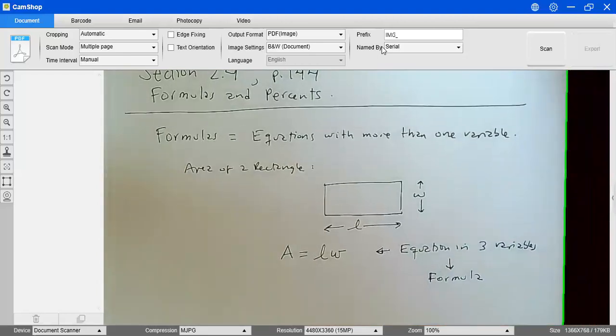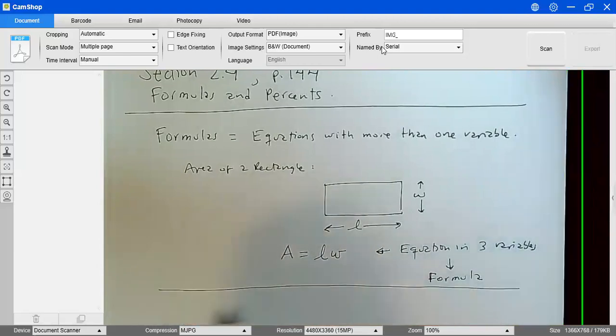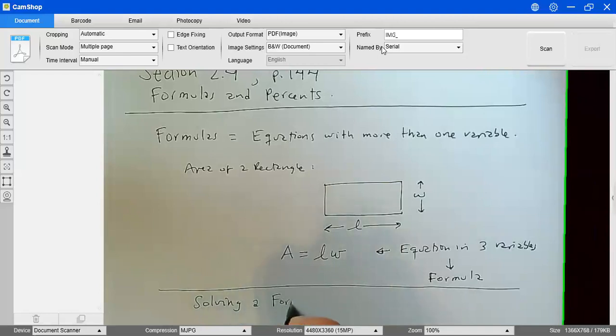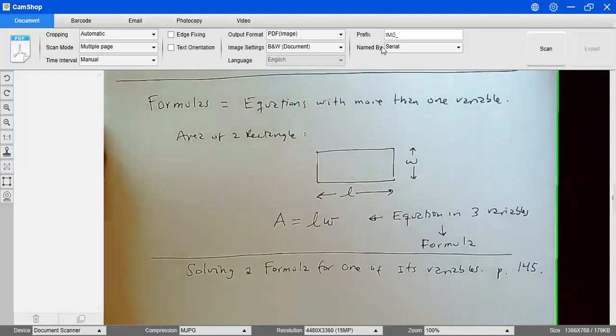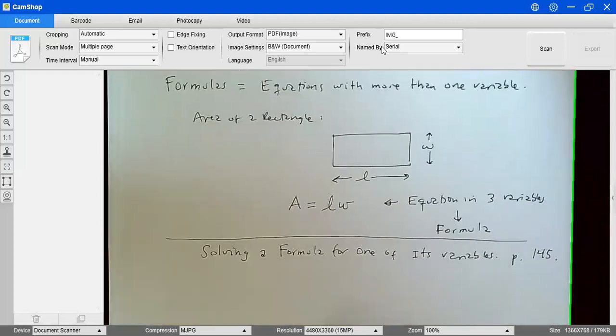So we're going to start solving a formula for one of its variables. So this is on page 145 in your book, and this is just a technique. This is just a procedure that you need to learn very well because you have formulas used in different fields of science like physics, chemistry, biology, psychology, education. In many fields you use formulas.